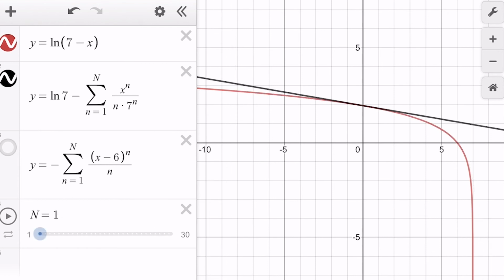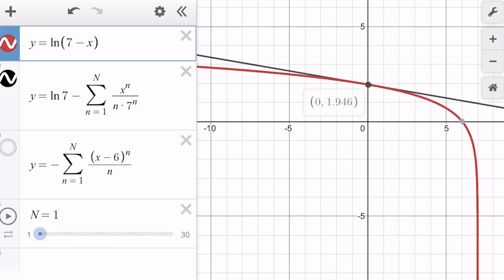But notice that the point of tangency, which is most obvious when we have the linear approximation, occurs right at x equals 0 in this case. That is because this series is centered at 0, in the sense that we can think of this as x minus 0 raised to the n.